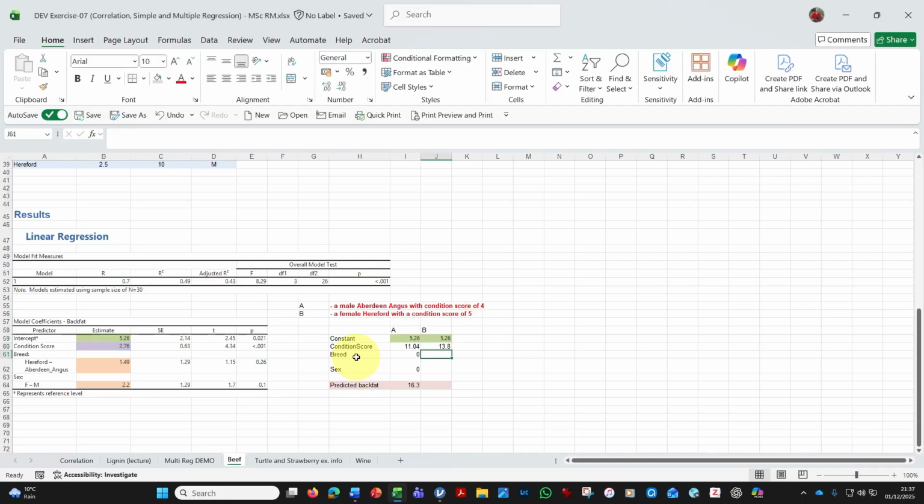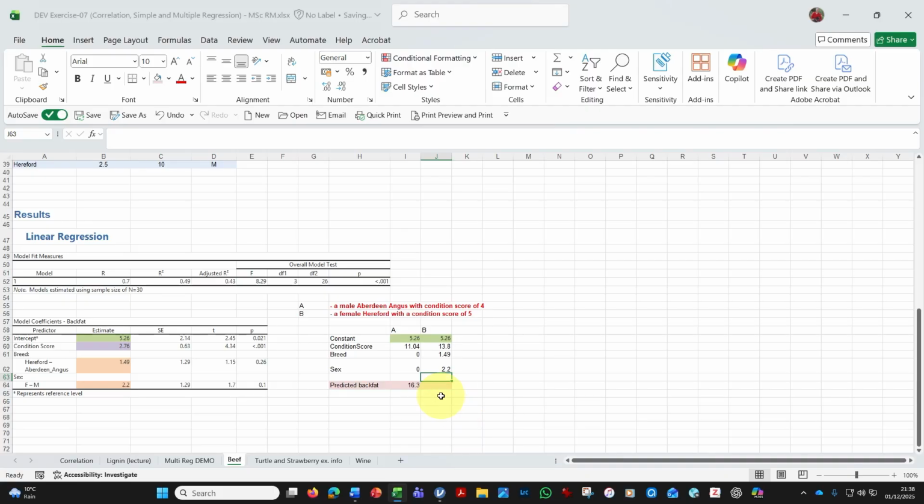The breed is a Hereford. Now the Hereford gets an extra premium of 1.49, so let's put 1.49 there. Angus gets 0 because it's a reference, but Hereford is plus 1.49, so we put that there. This is a female animal, and the female gets an additional 2.2, so we're going to put 2.2 there.